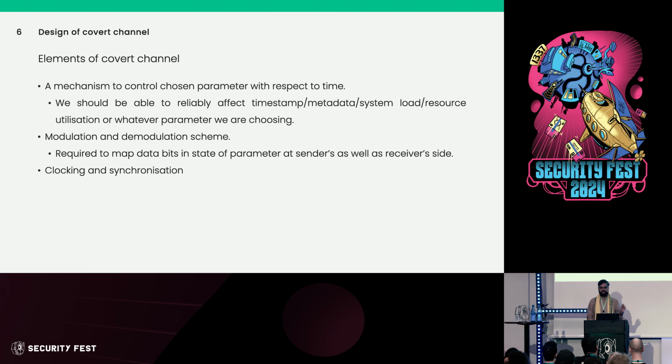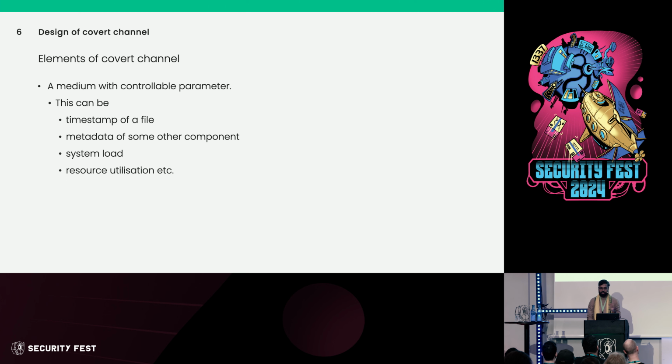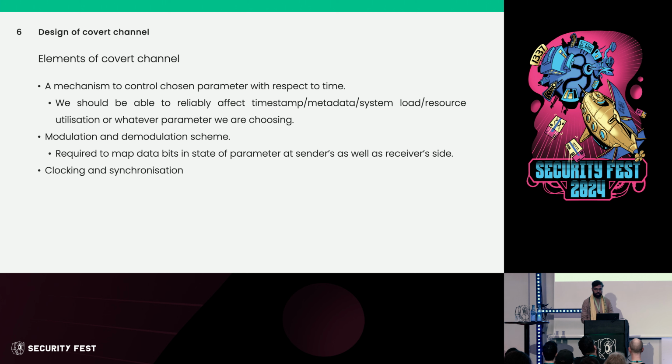Then you need some mechanism to control that parameter with respect to time. Here we need something which can be controlled. Then we need some mechanism which allows us to control that parameter. Then we need modulation, demodulation, clocking, synchronization that we already covered. Those are already solved problems. We just reuse it and move on.